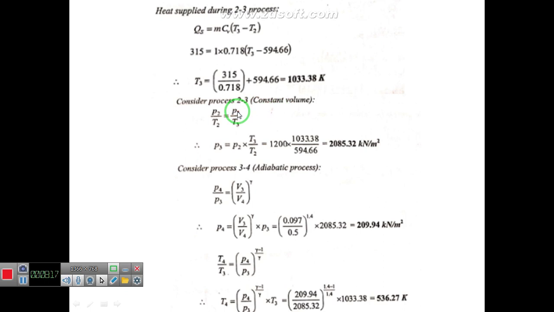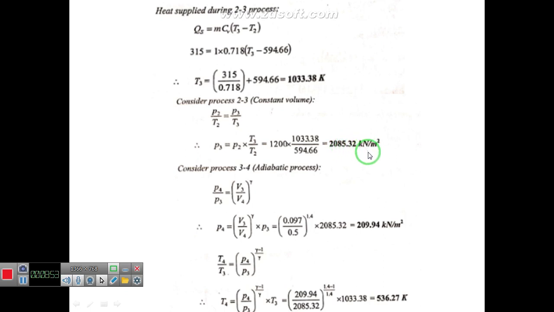In this constant volume process, the relation using pressure and temperature is P2 divided by T2 equals P3 divided by T3. So the formula is P3 equals P2 into T3 divided by T2. Temperatures T3 and T2 are known, and P2 is also known. So finally we find the value of P3: 2085.32 kilonewton per meter square.